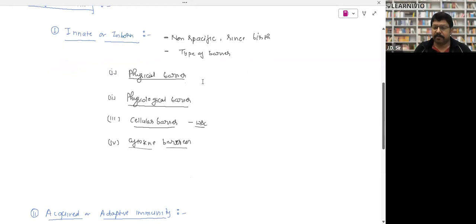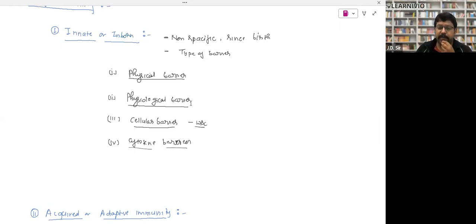Physical barrier: we have our skin. Skin stops every type of bacteria or virus, right? So that is a physical barrier. It does not allow any disease to go inside. It is not particular to one disease; this is for all kinds of bacteria and viruses.